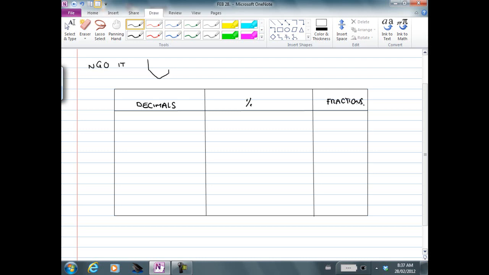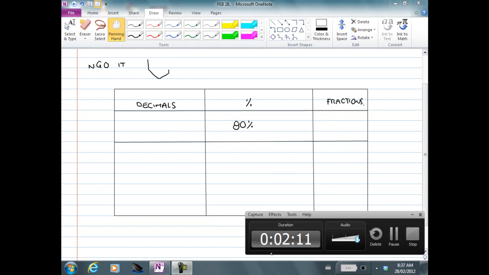Okay. Here's how it works. Without my help whatsoever, let's say somebody in here got 80%. A student in my class got 80% on the test. What would they get as a decimal, and what would they get as a fraction? I'm going to pause it, and let's see who can figure out without my help. Go back to grade 7. So let's start with this.